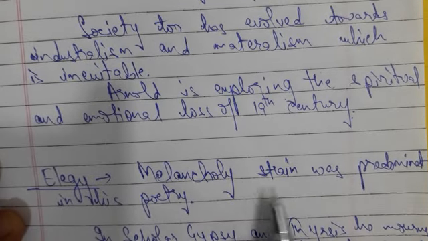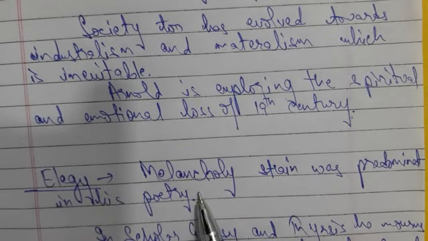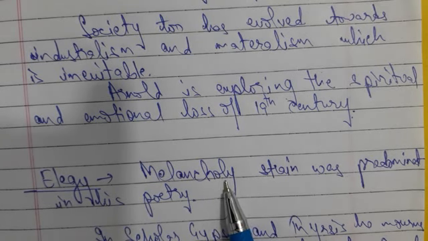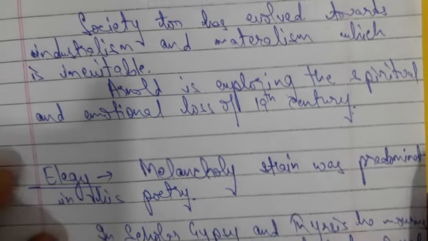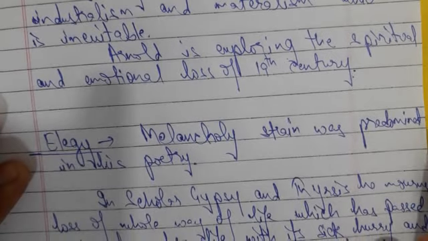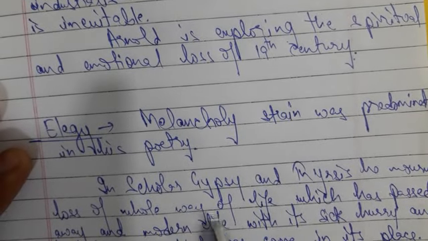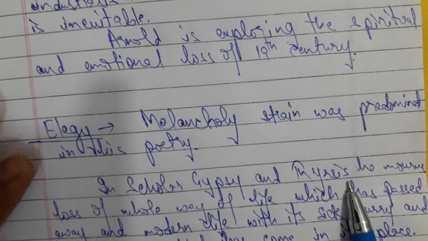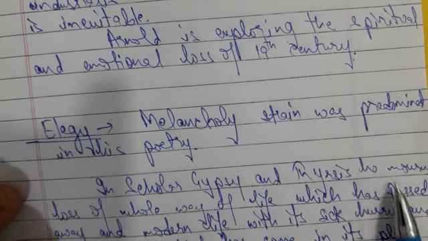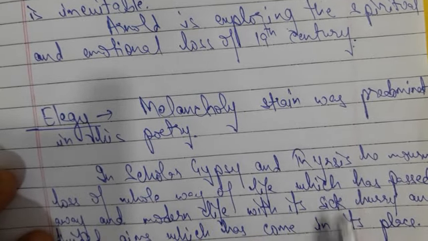The melancholy strain was predominant in his poetry. The poetry of Matthew Arnold was melancholy. There was sadness in it. There was no lamentation per se, but there was sadness in his poetry. In The Scholar Gypsy and in Thyrsis, his great elegy, he mourns the loss of a whole way of life which has passed.